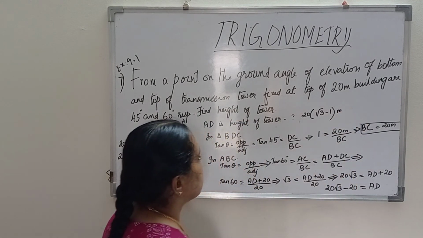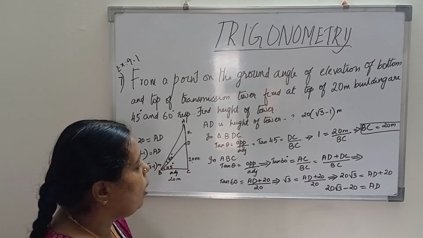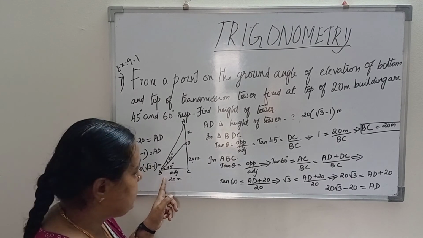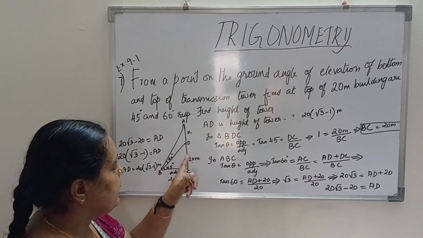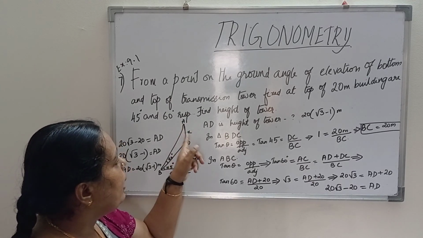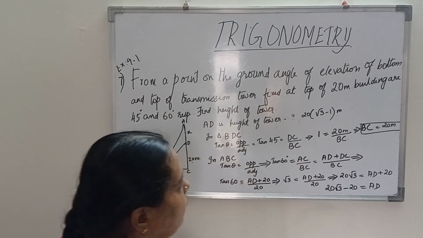So with the help of the ratios tan 45 and tan 60, using the ratio of tan, we found the measurement of BC. With the help of BC and the measurement of DC, which is already given as the height of the building, we were able to find AD, that is 20 into (root 3 minus 1) meters.